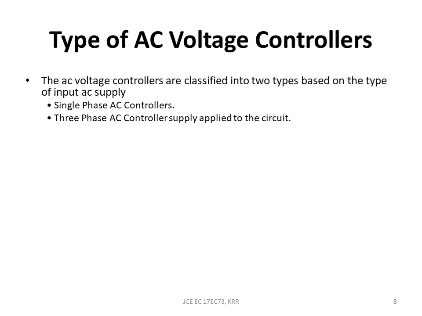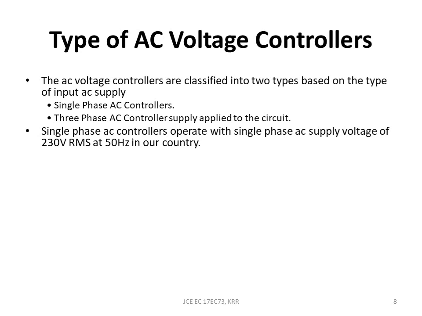Now, further, AC voltage controllers can again be categorized into two types based on the type of input AC supply. We know that the input has to be fixed AC with a fixed frequency, but we can categorize them based on whether it is a single phase AC voltage controller or a three-phase AC controller supply applied to the circuit. The single phase AC controllers operate with single phase AC supply voltage, and our Indian supply voltage is 230 volts and 50 hertz.